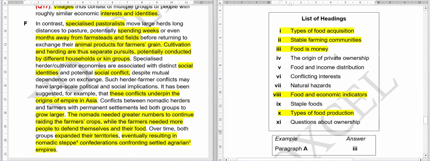This paragraph, now you have around 10 seconds to tell me the answer to paragraph F, and your time starts now.